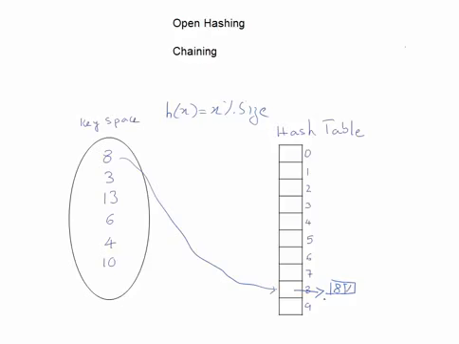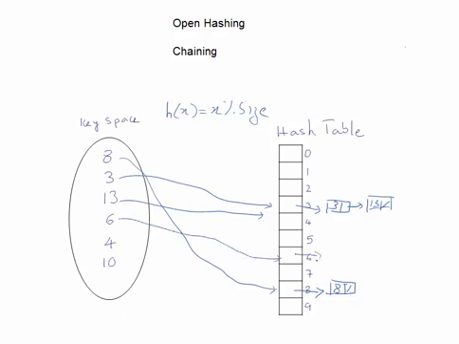The element chain is nothing but a linked list. 3 is mapped here, so we will add a node to a chain and insert 3. 13 is also mapped here, so we'll add a new node and there we will insert 13. So when there is a collision, we will insert a key element at the same index in a chain, right? So all these elements are inserted into their indices inside a chain.